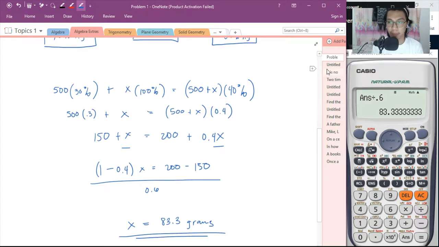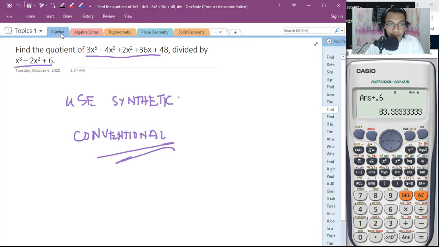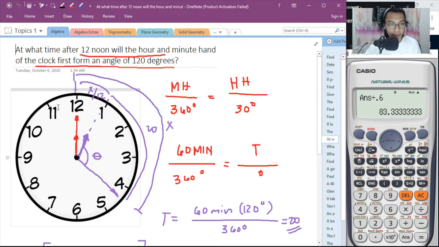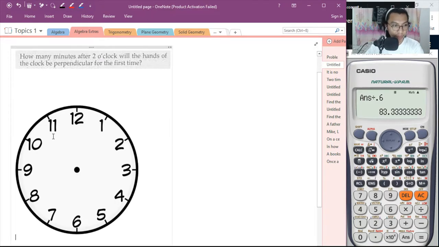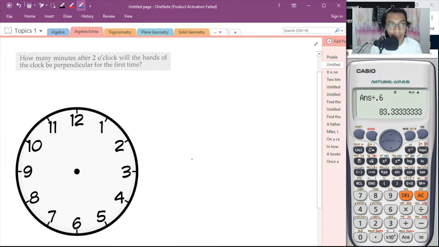How about problem number two? How many minutes after 2 o'clock will the hands of the clock be perpendicular for the first time? Okay. Kunin ko lang dito yung sa clock, ha? Yan. So, yung problem natin, how many minutes daw after 2 o'clock? So, i-drawing muna natin yung 2 o'clock. Okay? This is your minute hand. Yan. And then, this is your hour hand. Maikli lang.